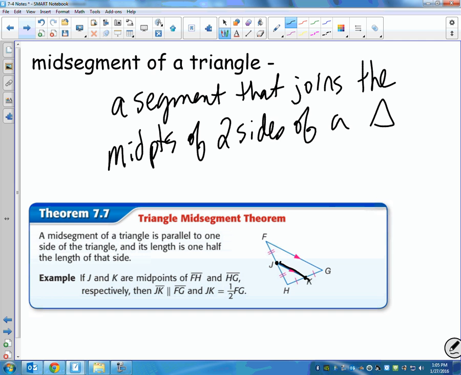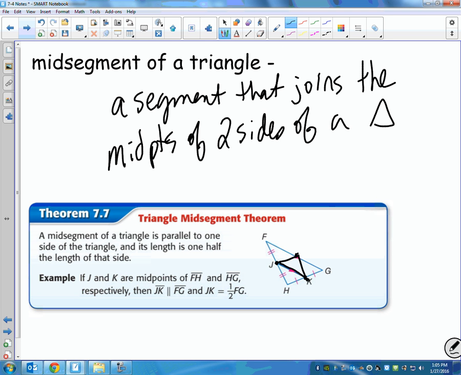So in a triangle, there are really three mid-segments, because you could connect the midpoints of all three sides. Like I'm going to do that for all these. Let's say that's the midpoint there, so you could draw in that, and it would be parallel to HG, it would be half of HG, and then if I connected the midpoint there, then that would be half of FH, and it would be parallel to FH.